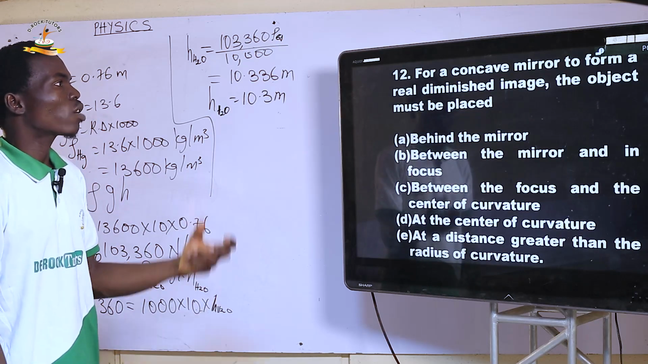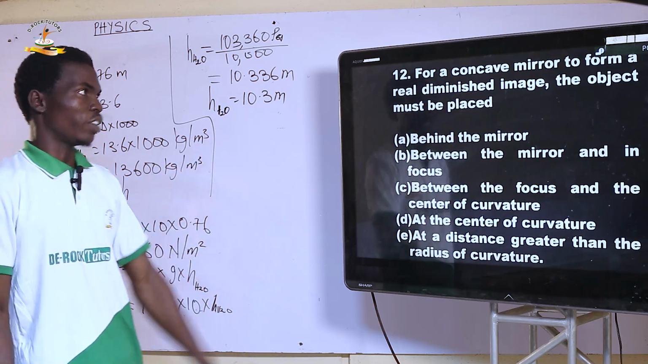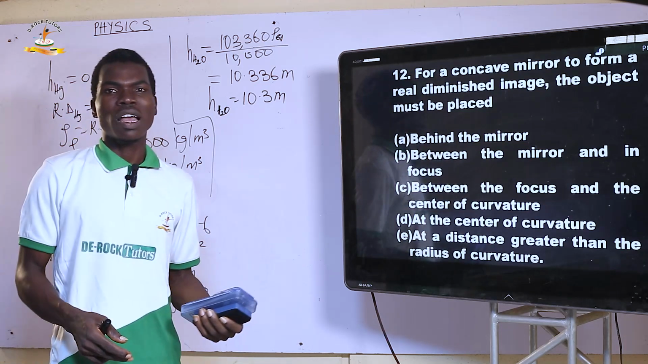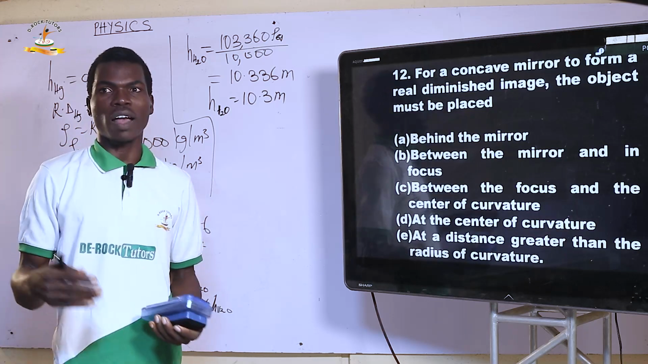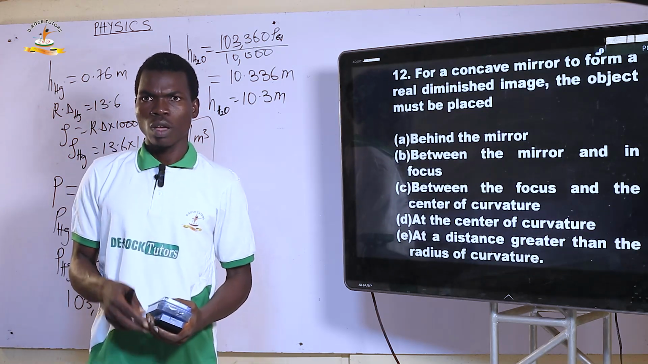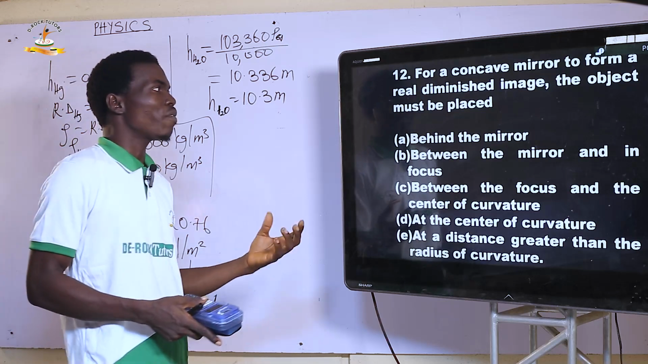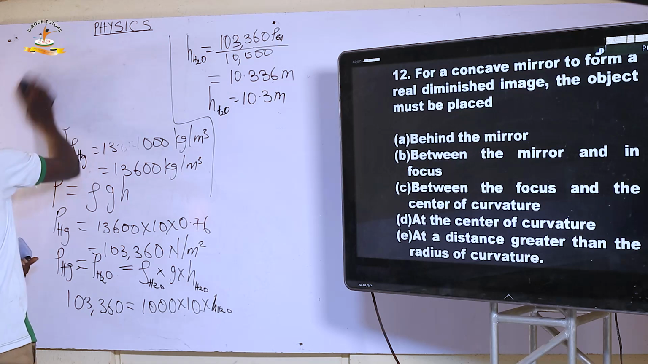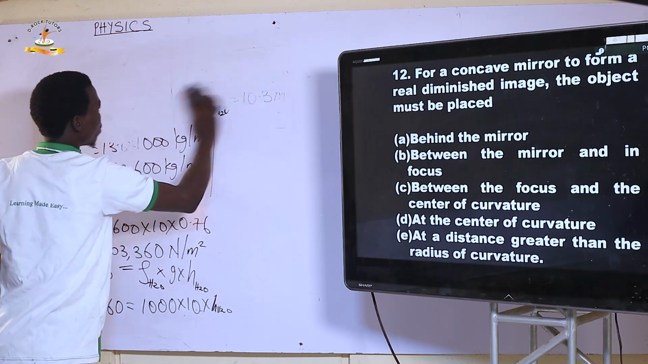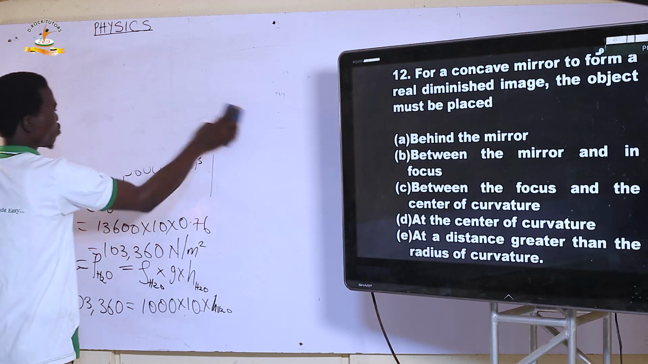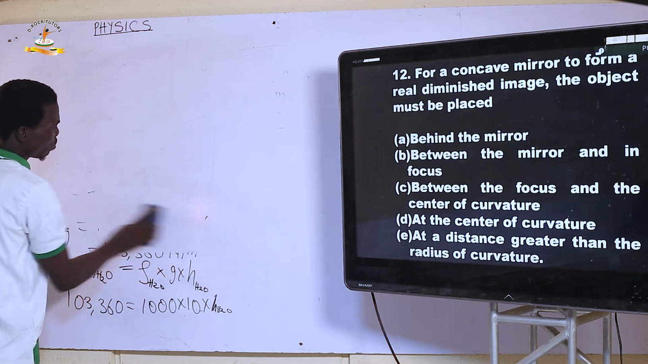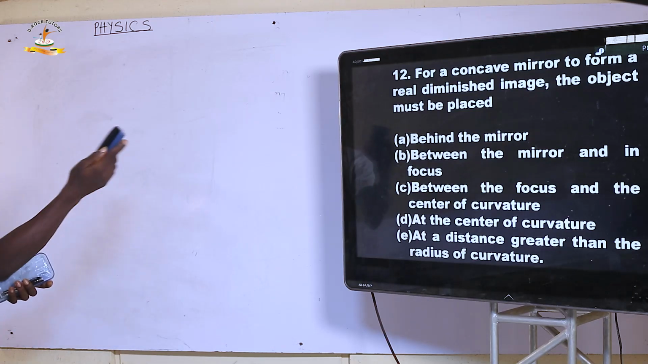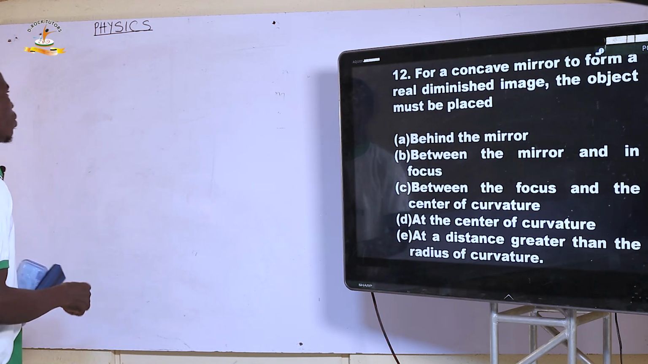Question 12. For a concave mirror to form a real diminished image, the object must be placed where? So we need to quickly take a look at what happens in the various positions of our concave mirrors. Let's quickly take a look at our concave mirror. And don't forget, our concave mirrors are also called converging mirrors. So they help to converge rays into a focal point. Let's see which position will give us the set conditions.